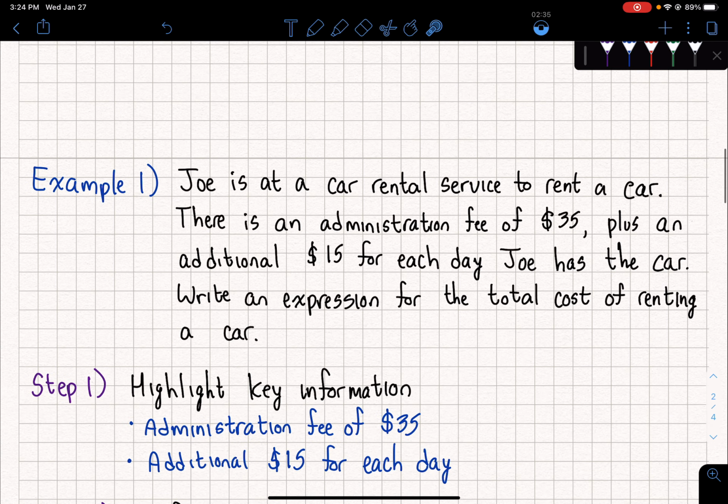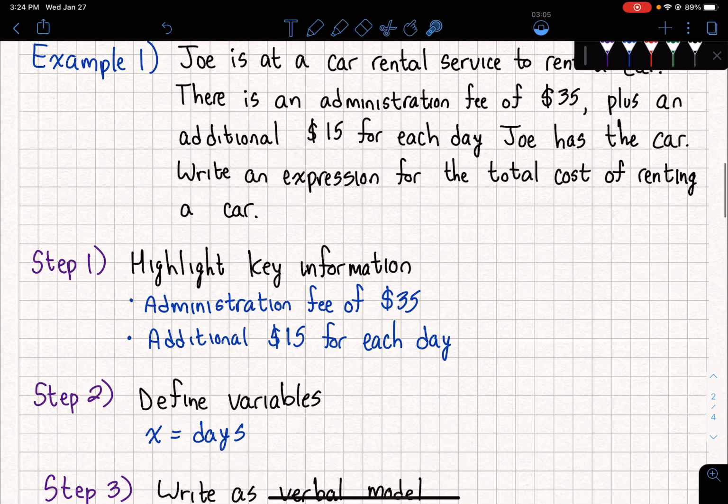So the first thing we need to focus in on is we need to highlight the key information from this problem. And this includes our administration fee of $35 and our additional $15 for each day. For each is synonymous with per, which tells us this is going to be multiplication. We're going to multiply 15 by each day. And because we have an additional $15 per each day, this is going to be added to the 35. So we'll get to that down below. But again, I just wanted to go over the key information from this problem.